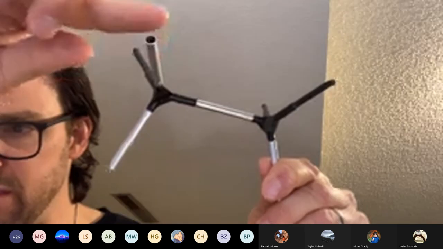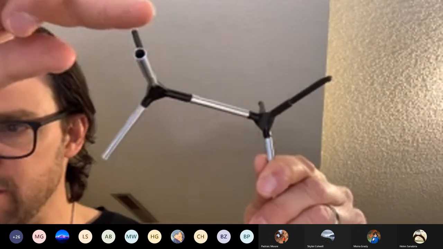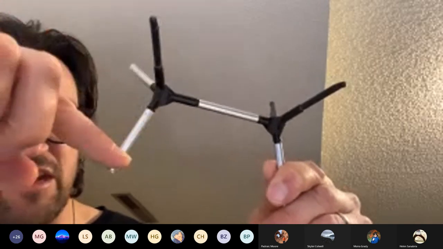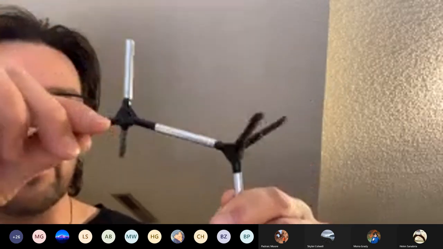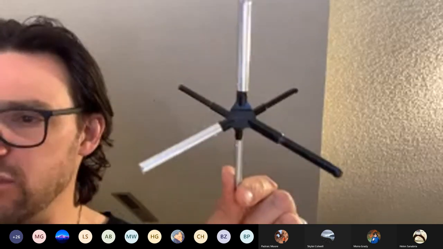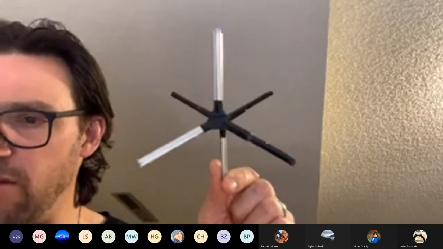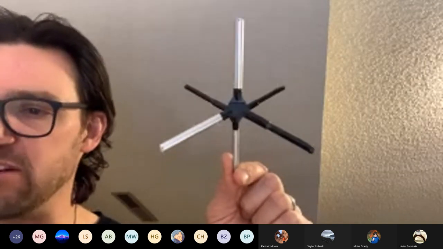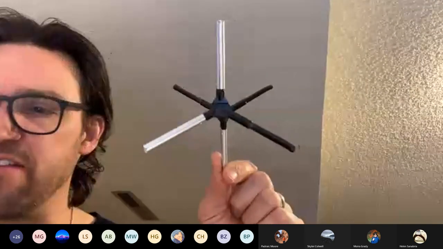This is a conformation, this is a conformation, right? So there's literally an infinite number of different conformations that the molecule can exist in. If you look down the carbon-carbon axis and you spread all the hydrogens as far away from each other as possible, that is called a staggered conformation, okay? Everything's as far away from each other as possible.